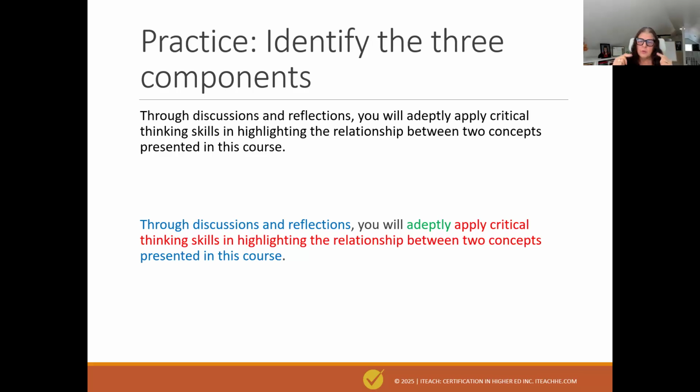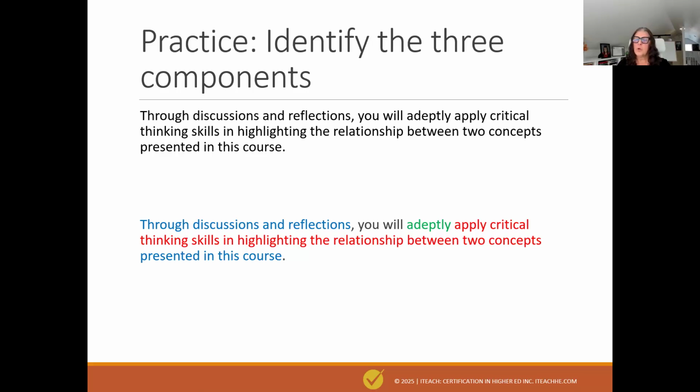But again, it allows you to have your academic judgment as to how skillful they have been. And then presented in the course is another part of our conditions. Yeah, that's right. So it speaks to the depth of knowledge that students are expected to have. Yeah, exactly. So with the clarity of that, students will apply critical thinking skills in highlighting the relationship between two concepts, putting in that presented in that course.